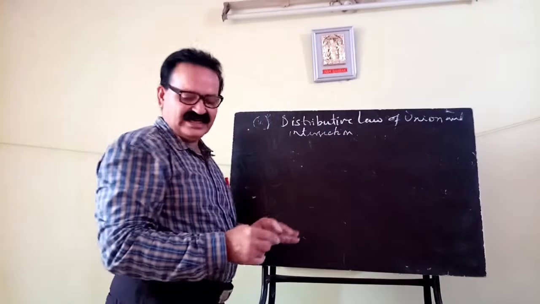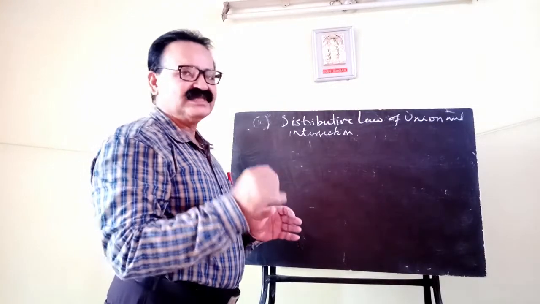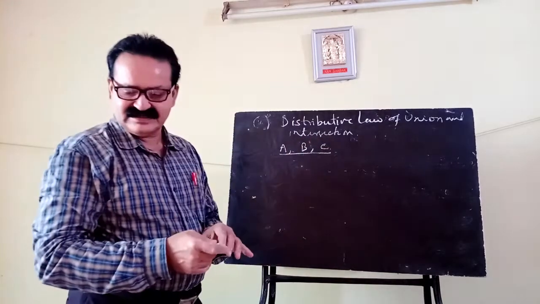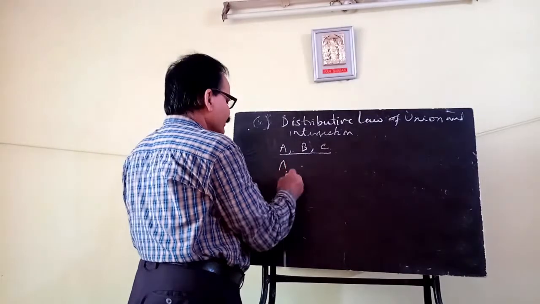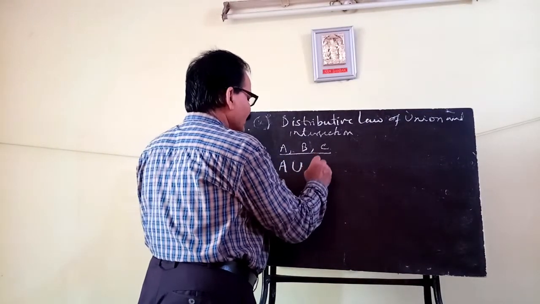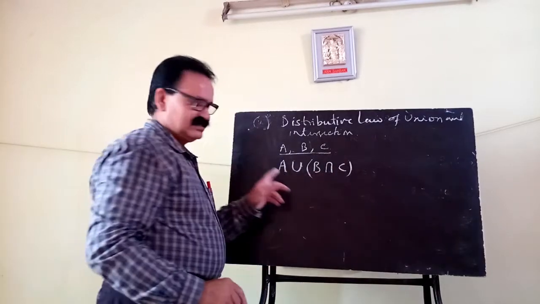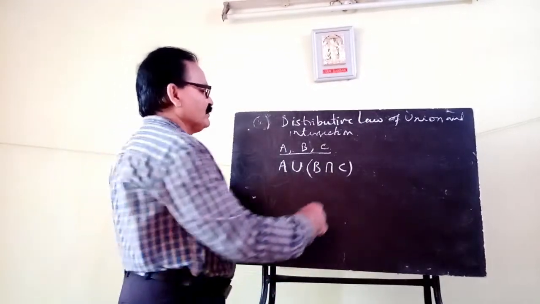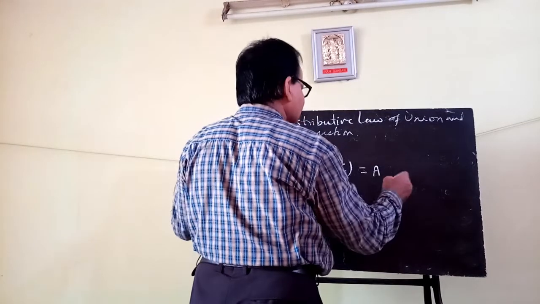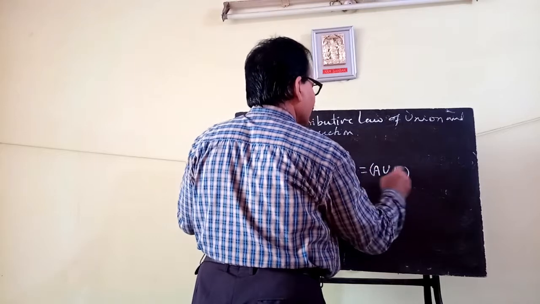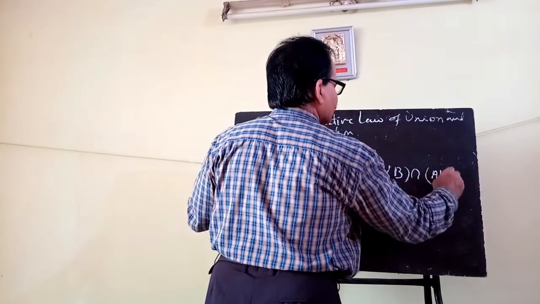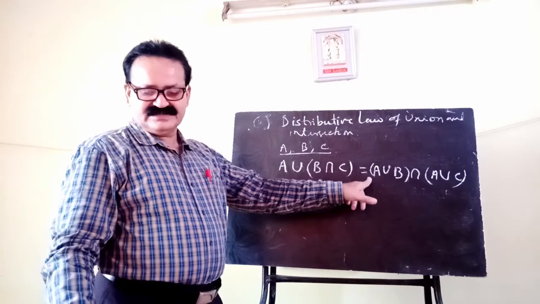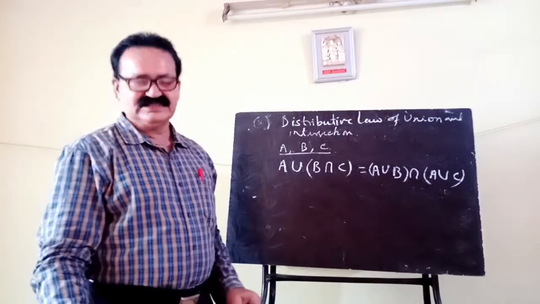Suppose there are three sets A, B and C. If your question is A union (B intersection C), then this will be the same as distributing: (A union B) intersection (A union C). This will be your answer.